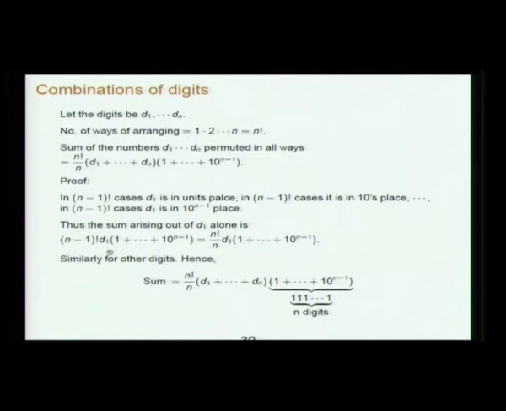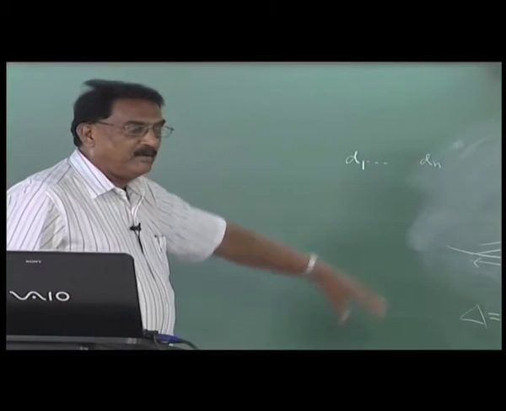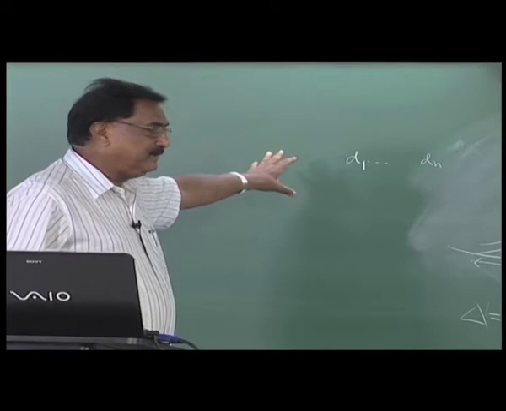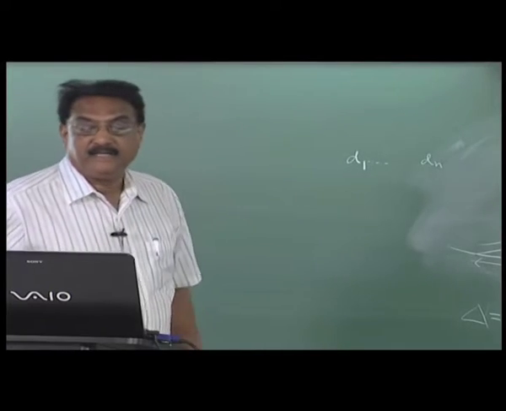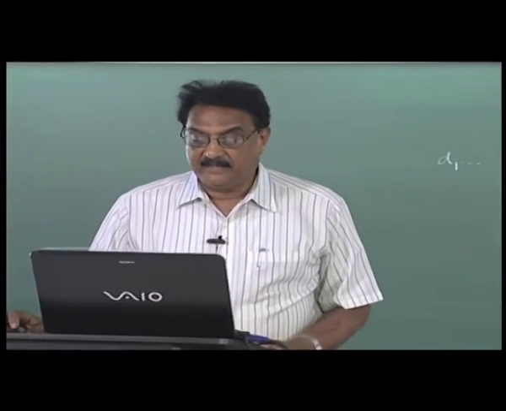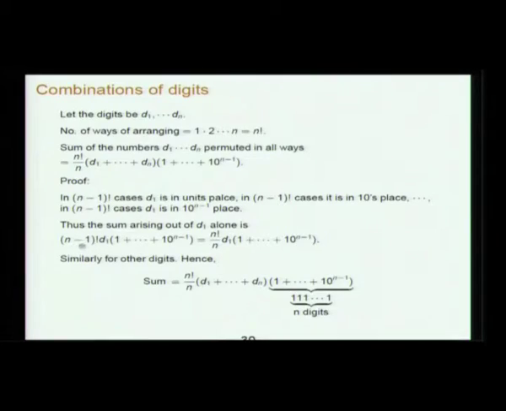I mean, if you take the d1 and then sum the effect due to d1 in all the digits, all the permutations arising, then we get this. So, factorial n by n into d1 into this. Similarly, of course, it is true for all the other digits also. So, factorial n by n into d1 etc. to dn into 1 plus etc. 10 to the power of n minus 1.